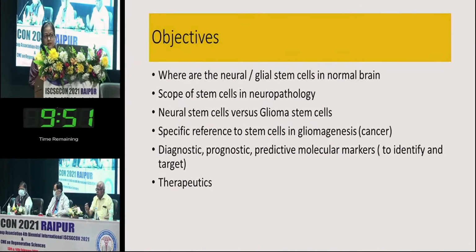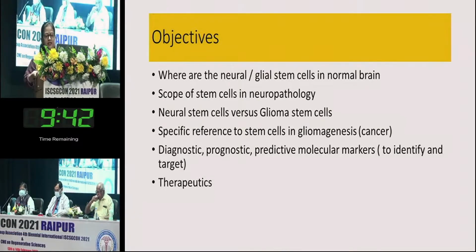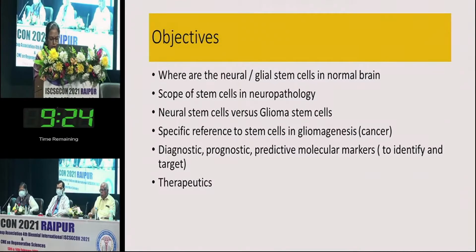So the objectives of my lecture are going to be to enumerate what are the neural or glial stem cells in normal brain, what's the scope of stem cells in neuropathology, what's the difference between neural stem cells versus glioma stem cells or tumor stem cells, specific reference to stem cells in gliomagenesis, any diagnostic, prognostic or predictive markers associated with stem cells that can be targeted, and therapeutics in the pipeline.